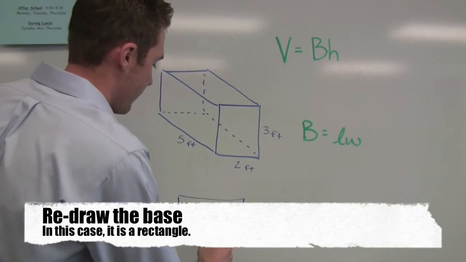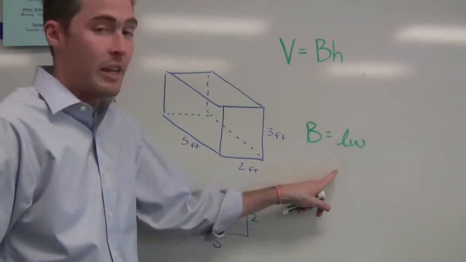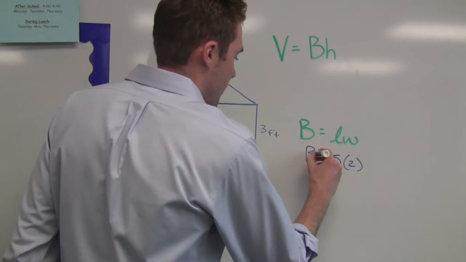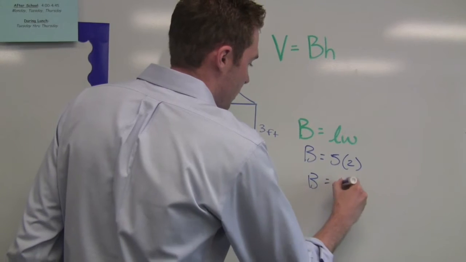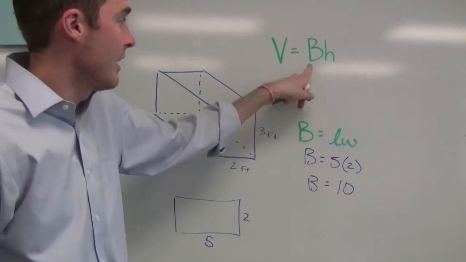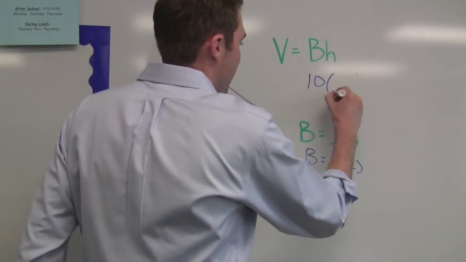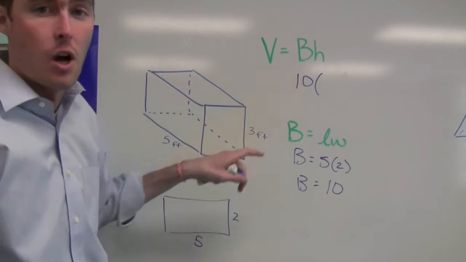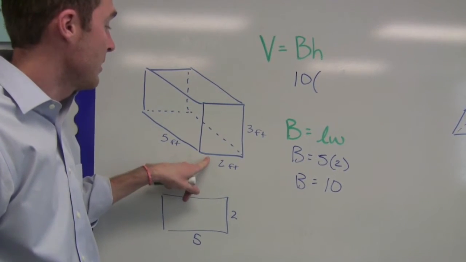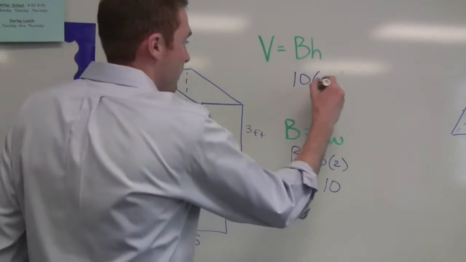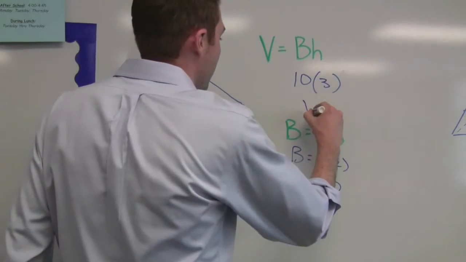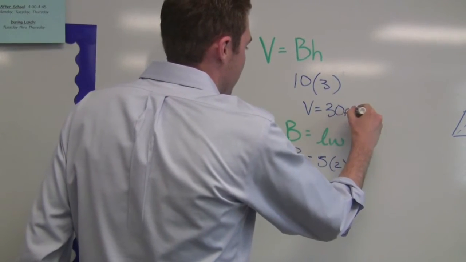the length is 5 and the width is 2. So if you plug that in over here for the big B, 5 times 2 is going to equal 10. So when we go back up to our formula for volume, you can plug 10 in for the big B, which is the area of our base. Now for our height, it's always going to be the distance from base to base. So the distance from the base on the bottom to the base on the top is 3 feet. So when we multiply 10 times 3, our volume is going to be 30 feet cubed.